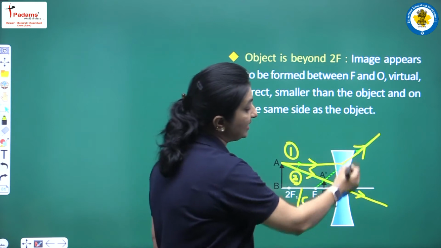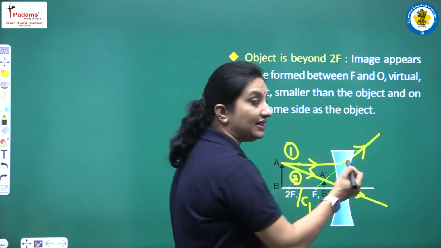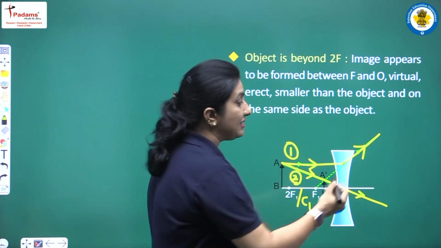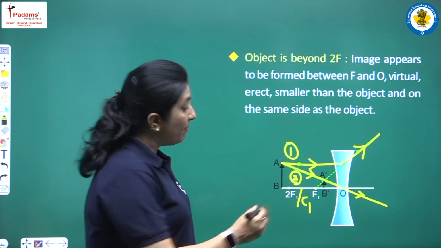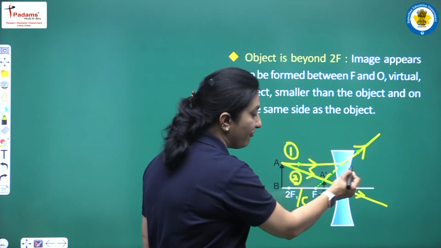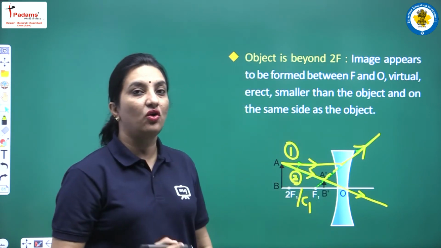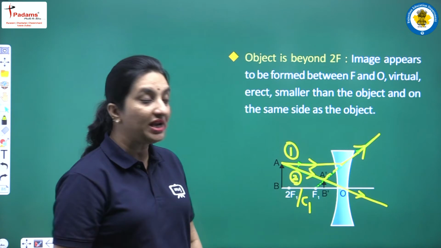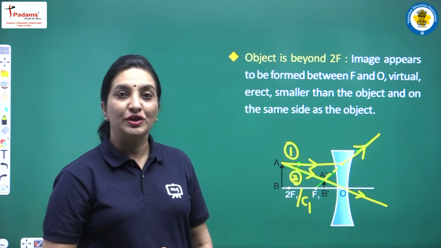Now again what we see is that these two refracted rays of light are never going to meet on the other side of the lens. But on extending in front of the lens, what we see is that they are going to intersect or meet at this point, and here the image will be formed, that is A dash B dash.